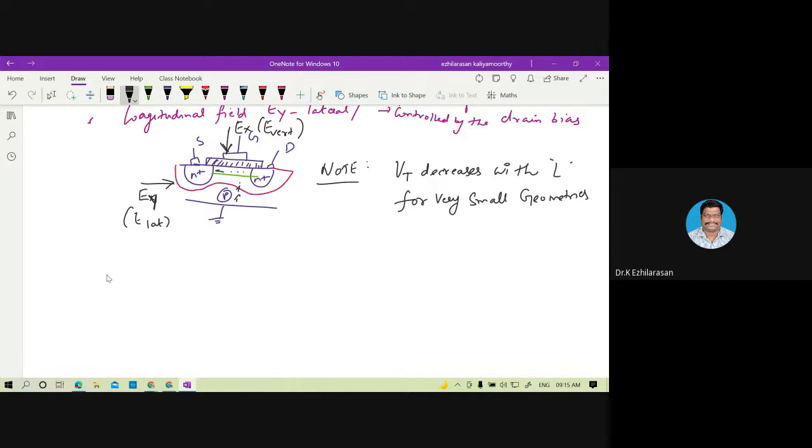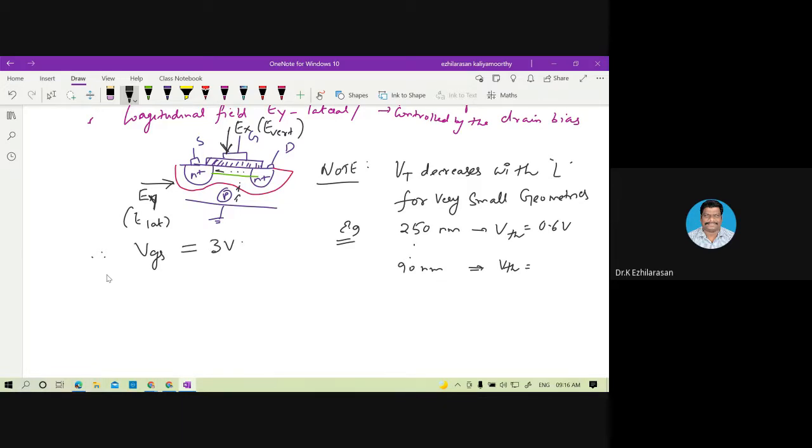Means if you keep on decreasing your L, for example, for 250 nanometer the threshold voltage is, say, 0.6 volt. Then when I go for 90 nanometer, the threshold voltage here we said 0.6, right? This threshold voltage depends on your operating voltage, that is VGS. Say, for example, VGS is equal to 3 volt.